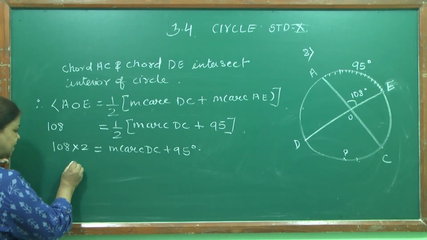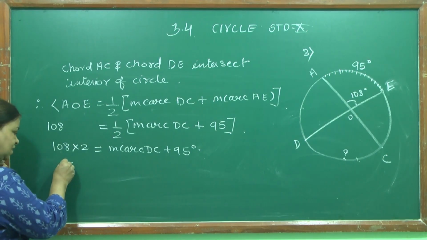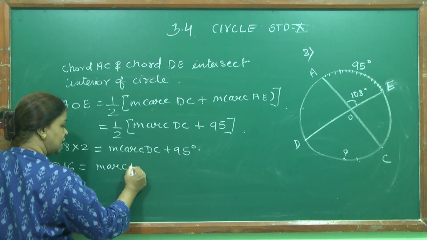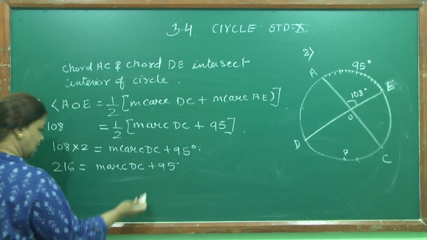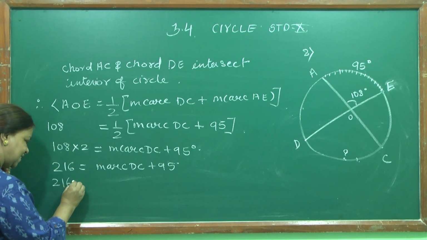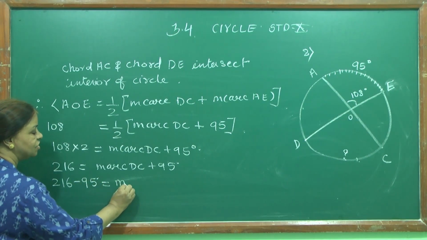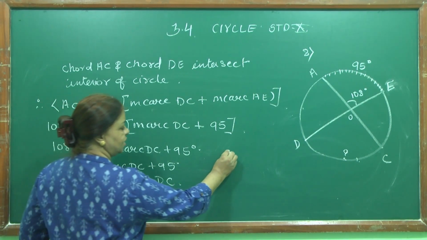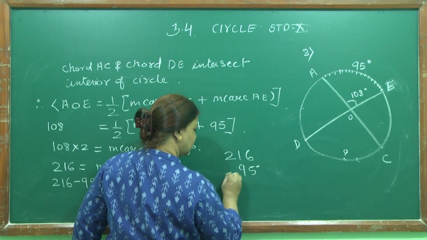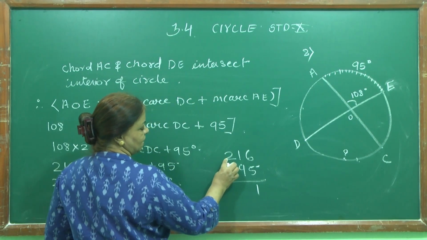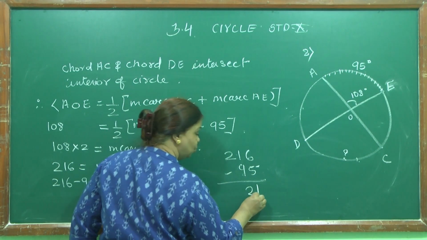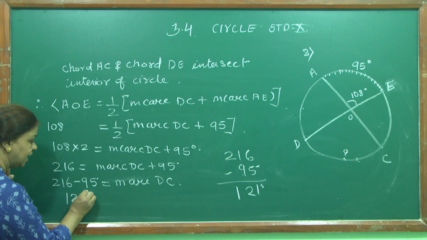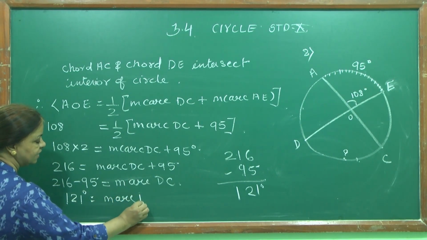Now what? 2 8s are 16. 2 0s are 0. 2 1s are 2. 216 is equal to measure arc DC plus 95 degrees. Now this 95 I can move here. 216 minus 95 degrees is equal to measure arc DC, children. Now 216 minus 95, you can do it here. 6 minus 5, 1. And 11 minus 9, 2, 1. 121 degrees, which is equal to measure arc DC.